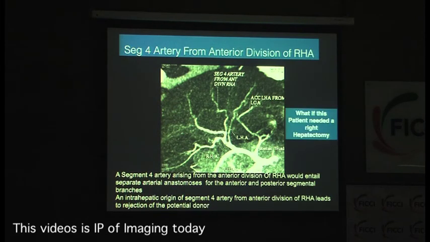So in these patients, suppose you have a tumor and this patient needs a right hepatectomy. So again you have to tell the surgeon, cut distal to this and save this artery, or you are going to have issues with the remnant.